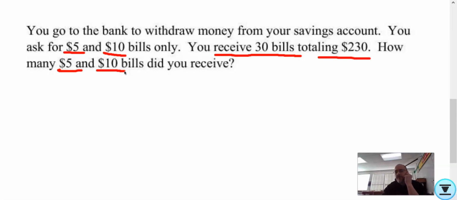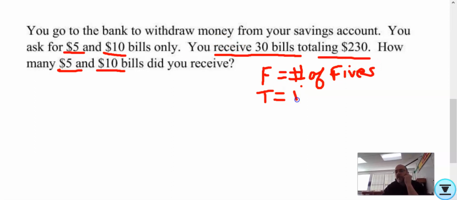Okay, what I'm going to do, folks, is I'm going to let F represent the number of 5s, and I'm going to let T represent the number of 10s. Okay, you could use X and Y if you want, but then you need to define them. Okay, F for 5s, T for 10s.